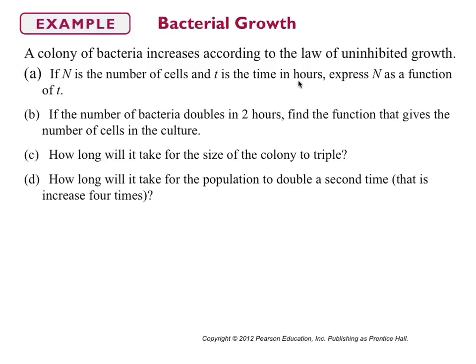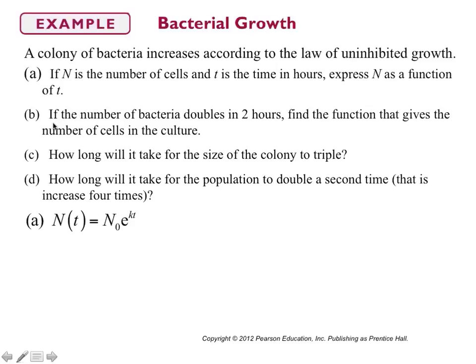All right, let's look at this example here. So a colony of bacteria increases according to the law of uninhibited growth. If n is the number of cells and t is the time in hours, express n as a function of t. So we know that we're going to have n of t equals n naught times e to the kt power because that's the general form of our equation.